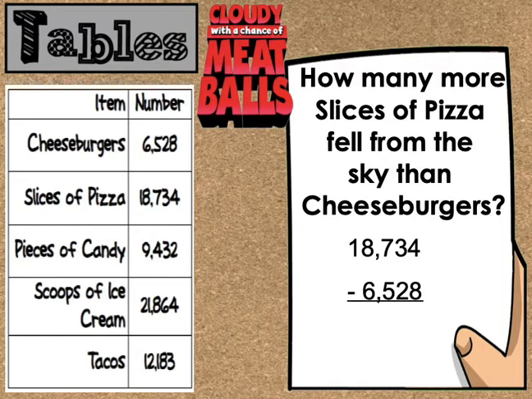If we do 4 minus 8, we can't do that, so we need to borrow. 14 minus 8 is 6, 2 minus 2 is 0, 7 minus 5 is 2, 8 minus 6 is 2, and 1 minus 0 is 1. So we have 12,206 more slices of pizza than cheeseburgers.